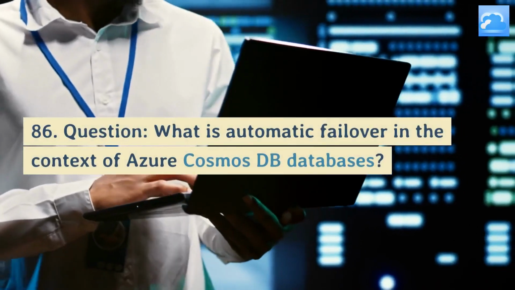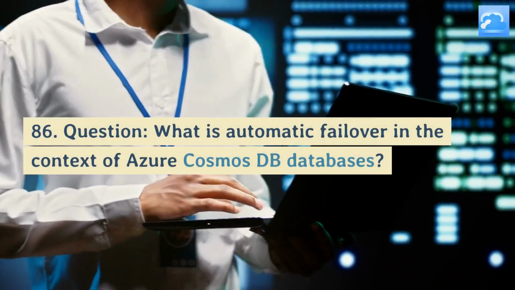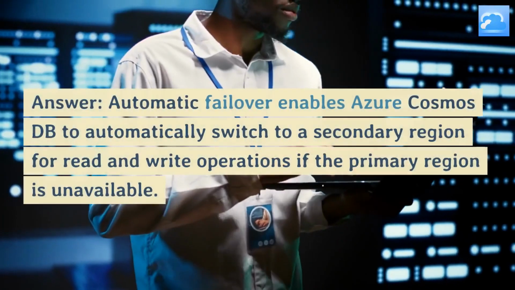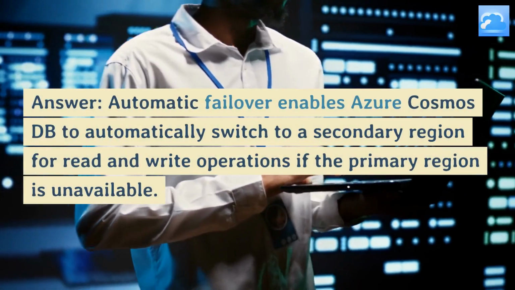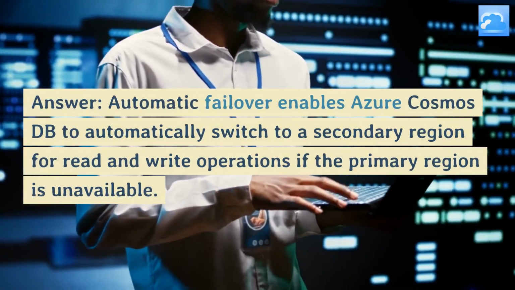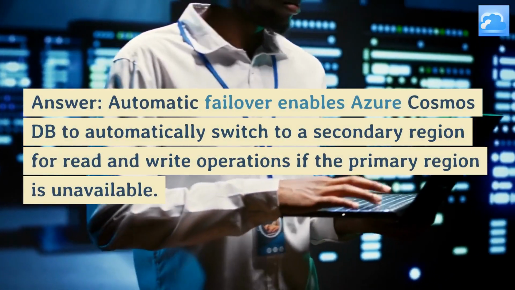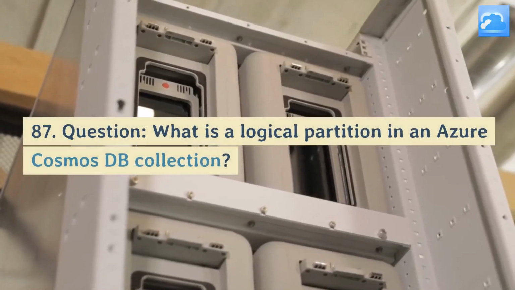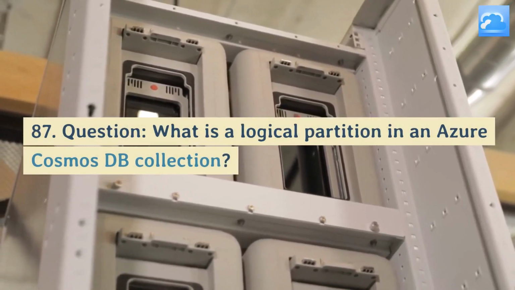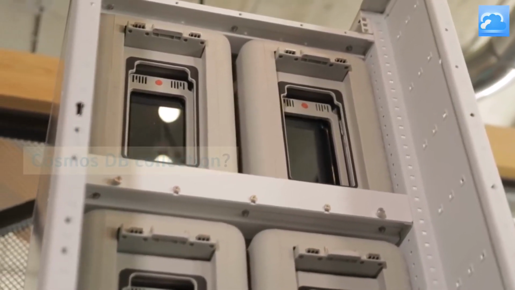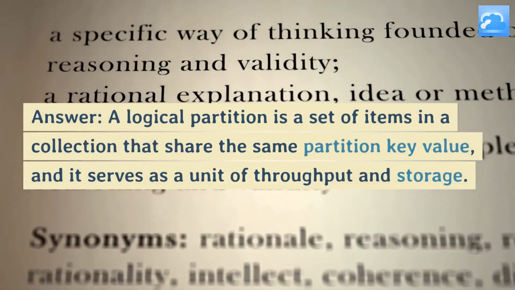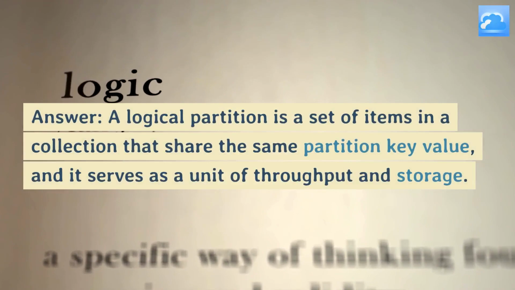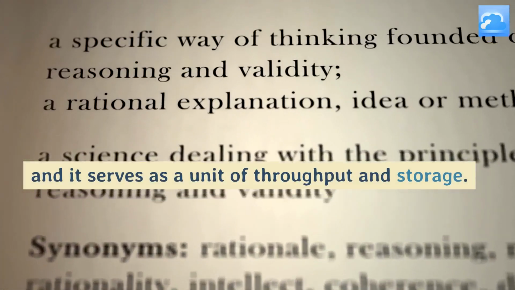86. Question: what is automatic failover in the context of Azure Cosmos DB databases? Answer: automatic failover enables Azure Cosmos DB to automatically switch to a secondary region for read and write operations if the primary region is unavailable. 87. Question: what is a logical partition in an Azure Cosmos DB collection? Answer: a logical partition is a set of items in a collection that share the same partition key value, and it serves as a unit of throughput and storage.